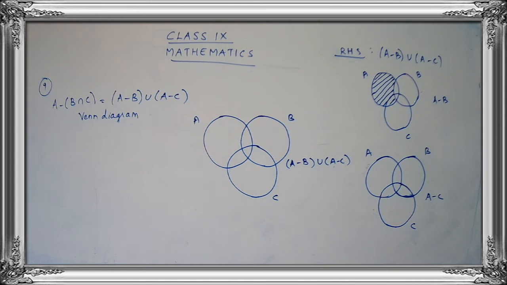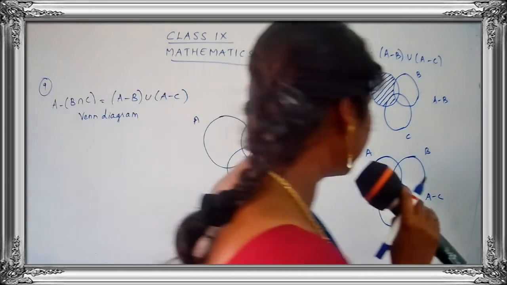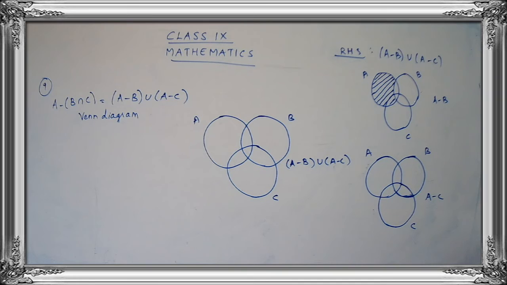The shading work will be done with a pencil and a scale. You have to use a scale and a pencil. No rough work, children. Present your Venn diagrams neatly. This type of questions will be for 5 marks. So presentation is very, very important. Okay. Now let's come for the next part. That is the fourth part.